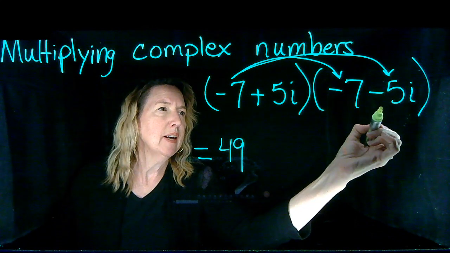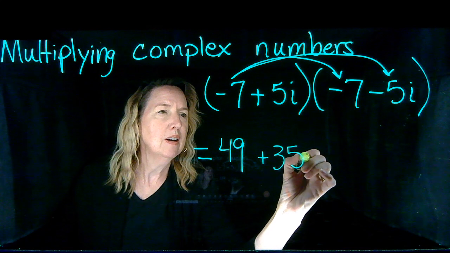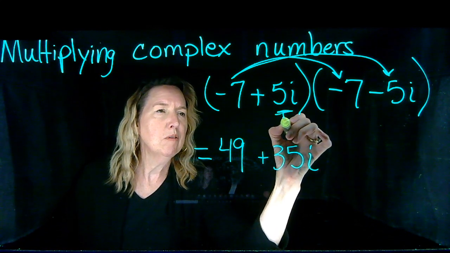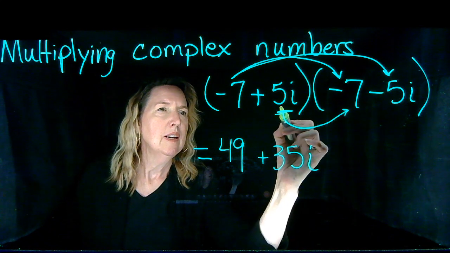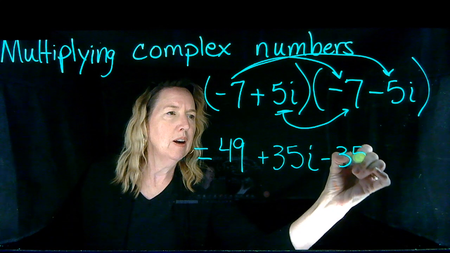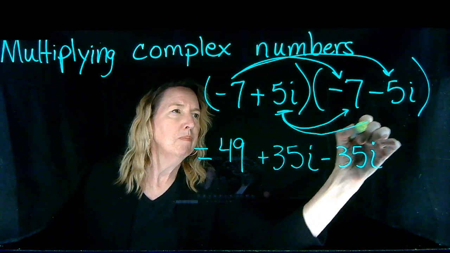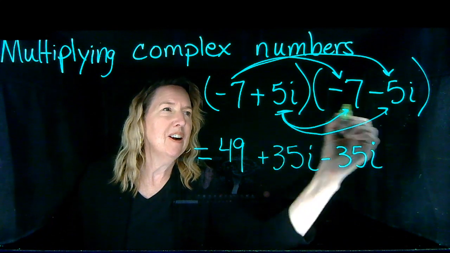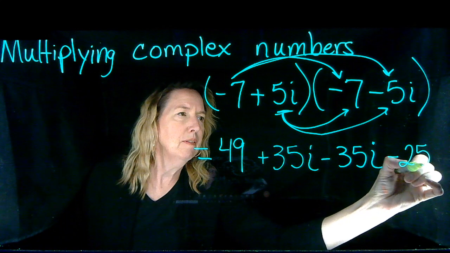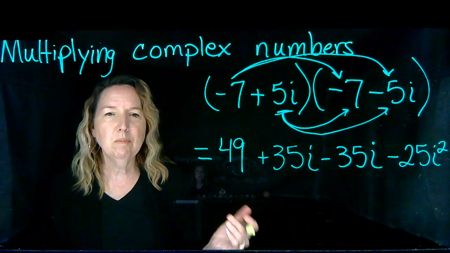-7 times -5i is +35i. Then I come over here to this term, and I'm going to repeat that process. 5i times -7 is -35i. And then finally, the last one, +5i times -5i. That's a -25i squared. Now, this is our answer, but it can be simplified.